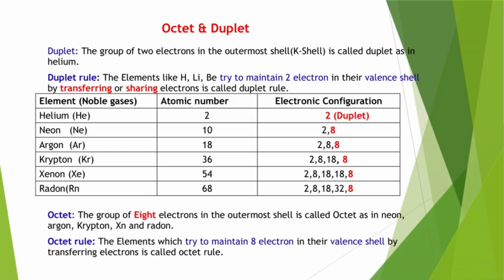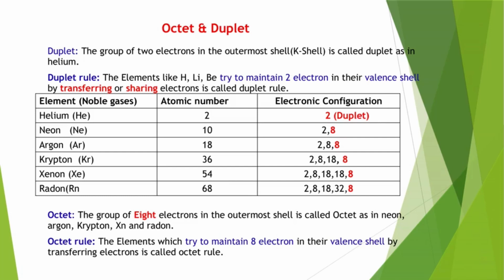So, this element, what they will do, they will try either to gain or to lose, to have 2 electrons in the K shell, okay, to become stable. So, the transferring, gaining or losing, that is called the valency. So, all the other elements nearest to the K shell will try to attain or maintain 2 electrons in their valence shell, either by transferring or by sharing electrons, and that rule is called the duplet rule.